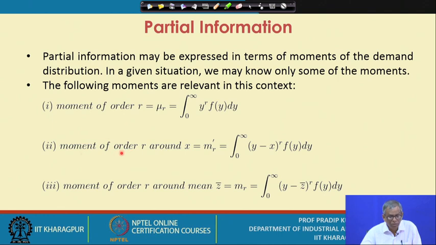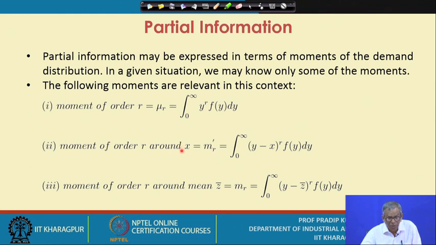Now the next extension of moment is the moment of order r around x. The standard notation is mr dash, which is defined as the integration from 0 to infinity of y minus x to the power r, that's why it is around x, Fy dy. So this is the moment of order r around x.